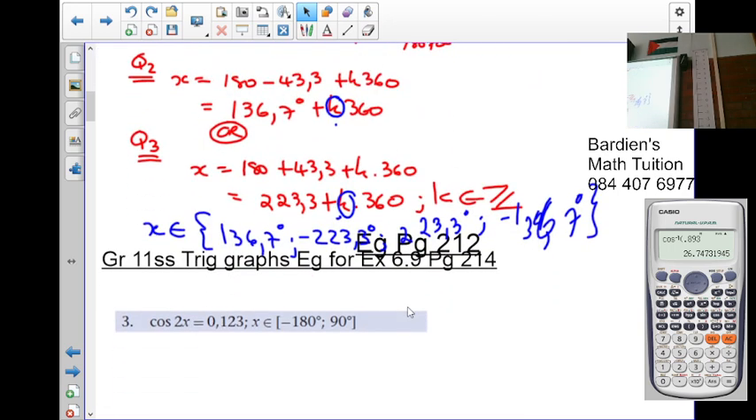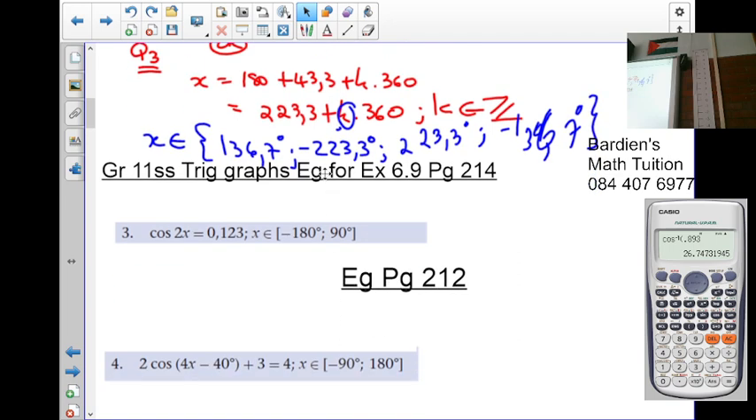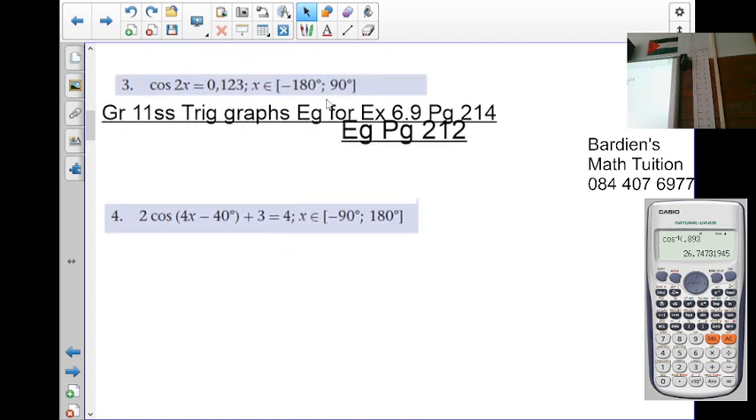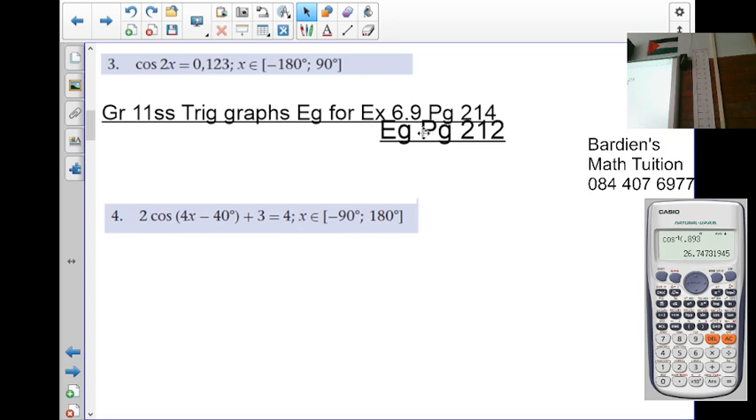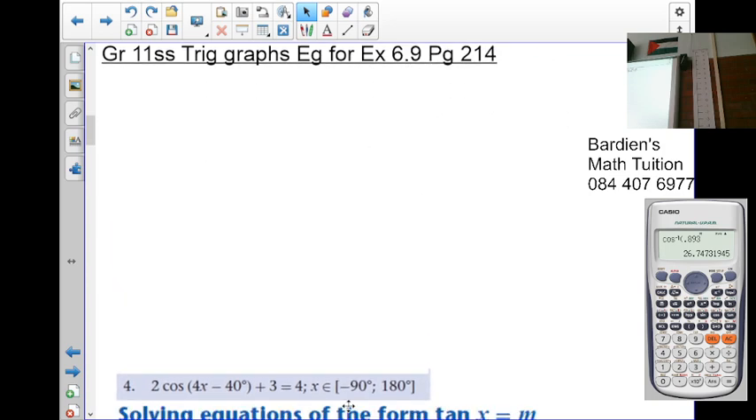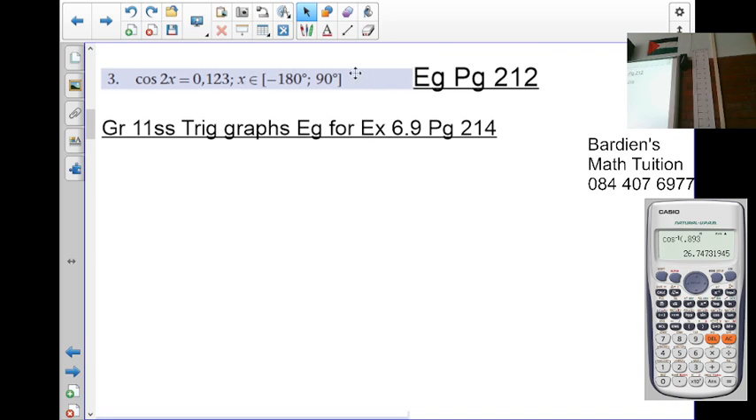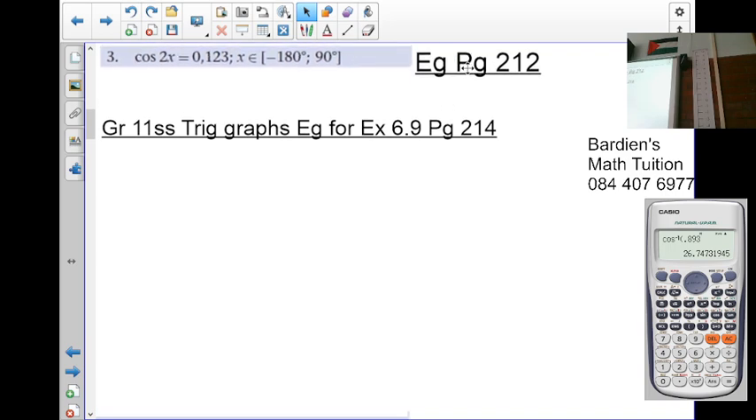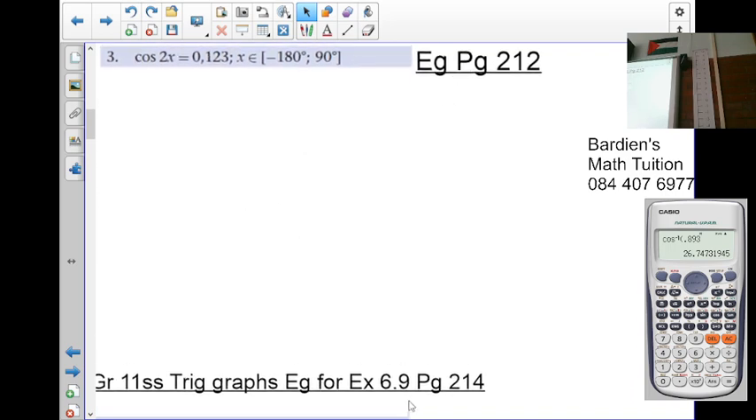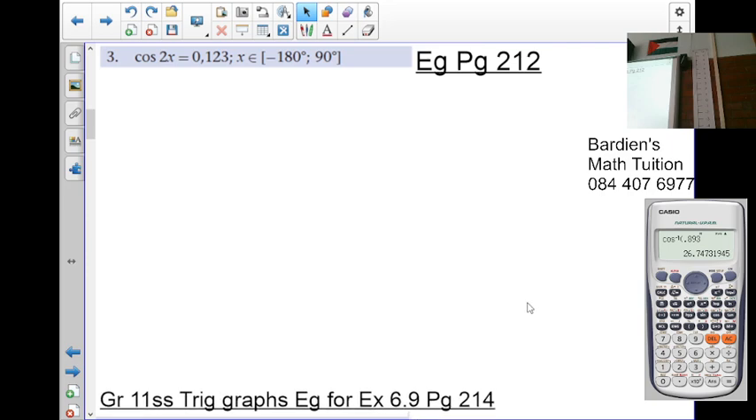Let's look at the next one. Example 3. Example 3 is on page 212. And the third example for exercise 6.9. Right, so where do we start?